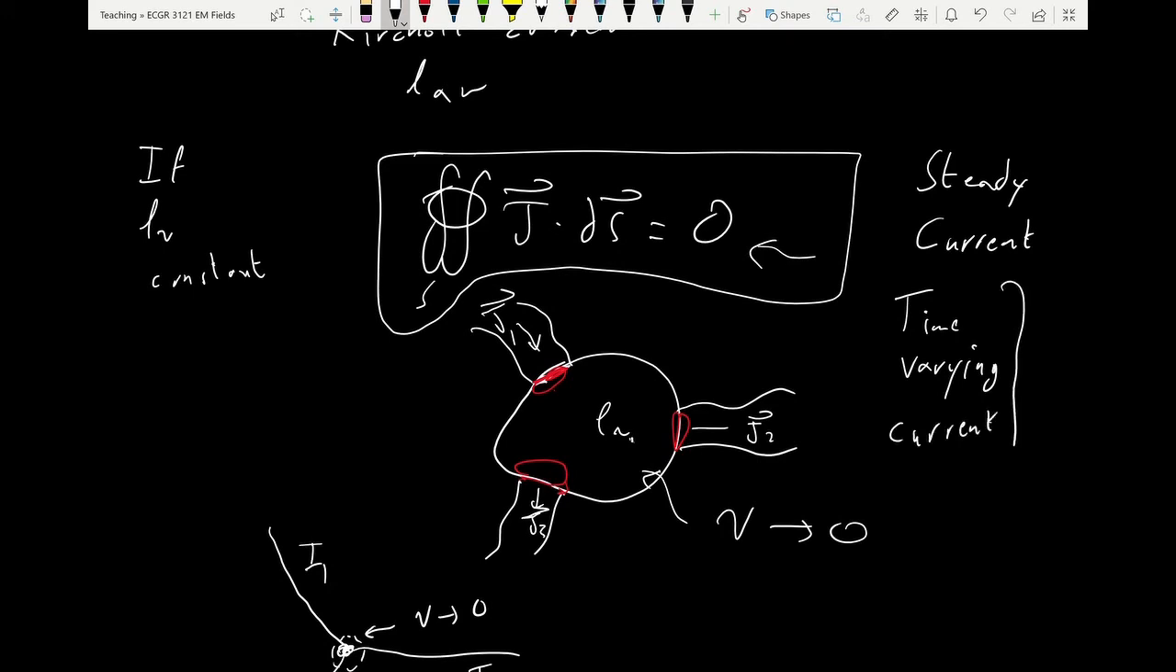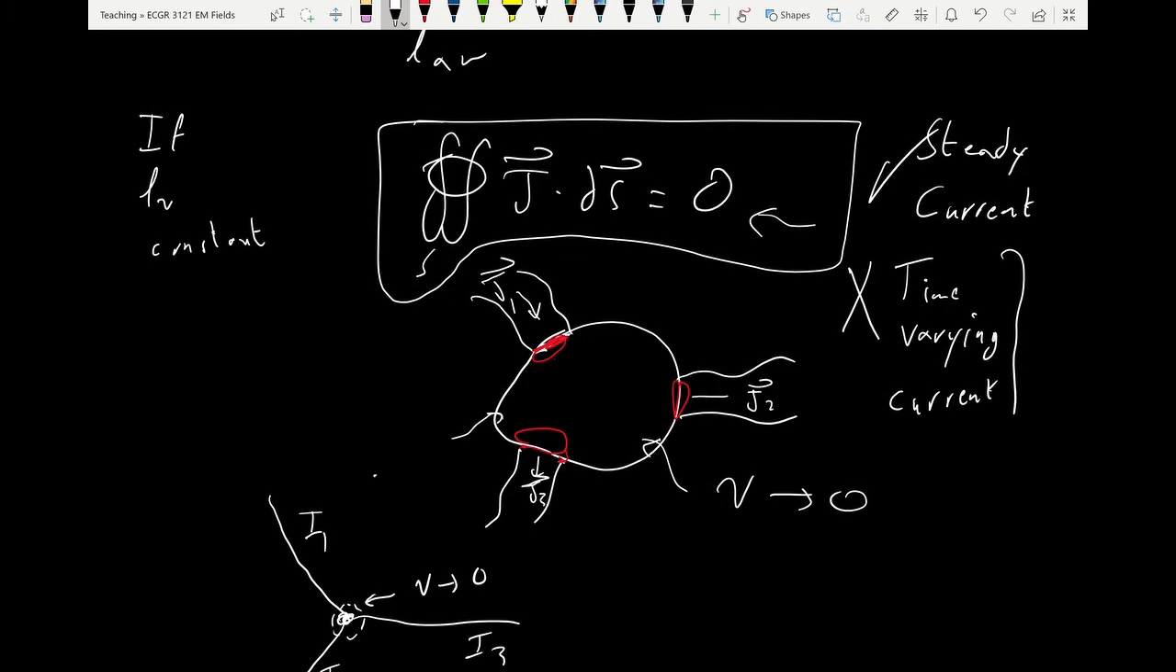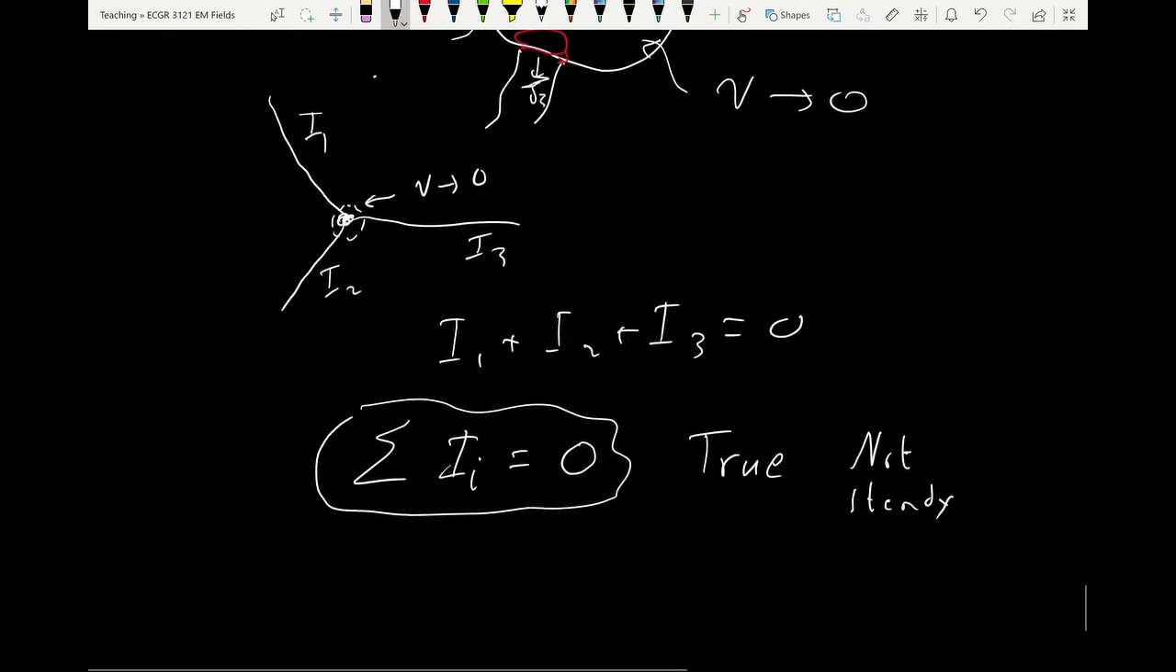So this is not true. True for steady current, not true for time varying current. Why is it not true for time varying current? The point is that if the volume where the currents are coming in and leaving is big like this, then when the current is steady, Kirchhoff's law applies. It's true. The total current coming in equals the total current coming out, right?